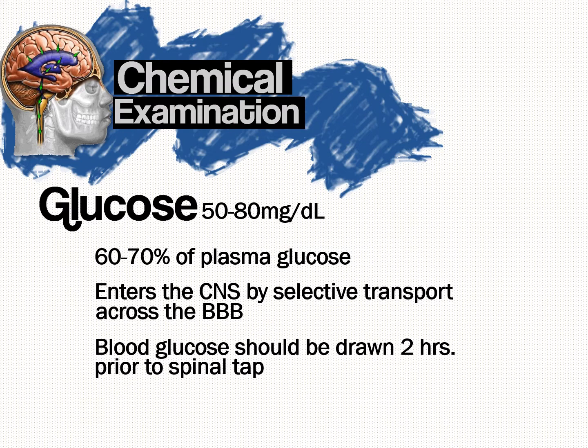The second chemical test for CSF is glucose. It enters the CSF by selective transport across the blood-brain barrier. CSF glucose is actually 60 to 70% of plasma glucose, equivalent to 50 to 80 mg per deciliter. When CSF glucose is to be tested, blood glucose should be drawn 2 hours prior to the scheduled spinal tap. This is to allow time for equilibrium between blood and the CSF. The methods used to measure CSF glucose are the same methods employed for blood glucose.